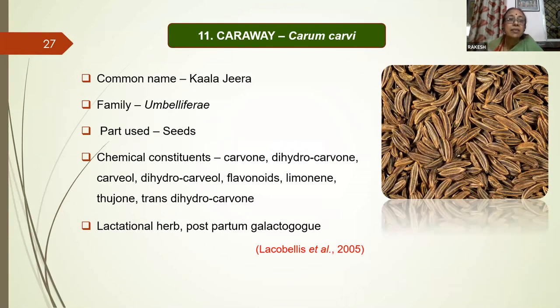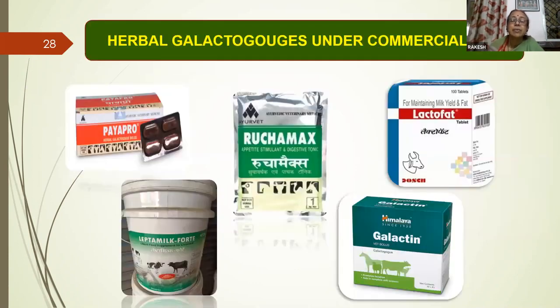Next is caraway, or Carum carvi. The common name in Hindi is Kala Zeera, family Umbelliferae. The part used is seeds. The chemical constituents are carvone, dihydrocarvone, carvacrol, dihydrocarveol, flavonoids, limonene, thujone, and trans-dihydrocarvone. It is a lactational herb and a postpartum galactagogue. Now the herbal products which are under commercial use.